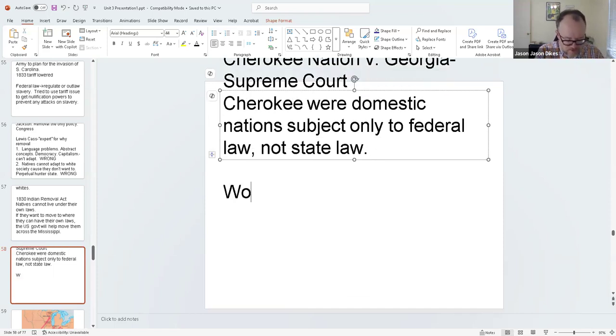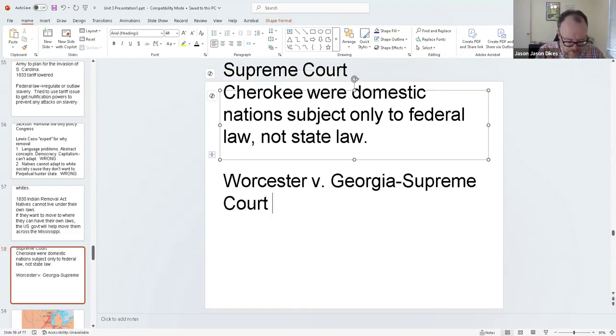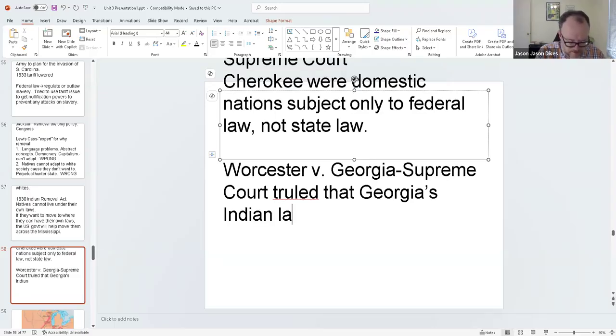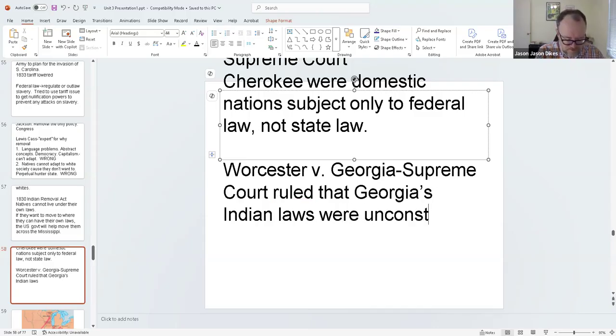The second one was Worcester v. Georgia, in which, again, the Supreme Court ruled that Georgia's Indian laws, native laws, were unconstitutional.